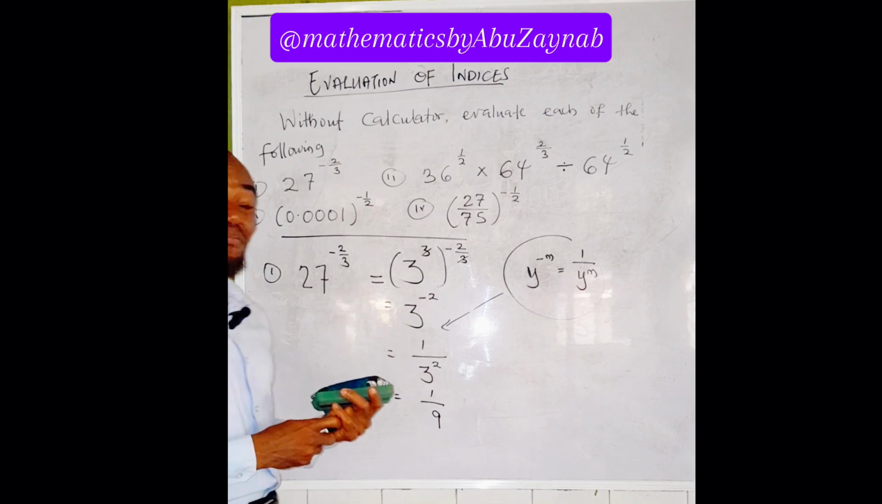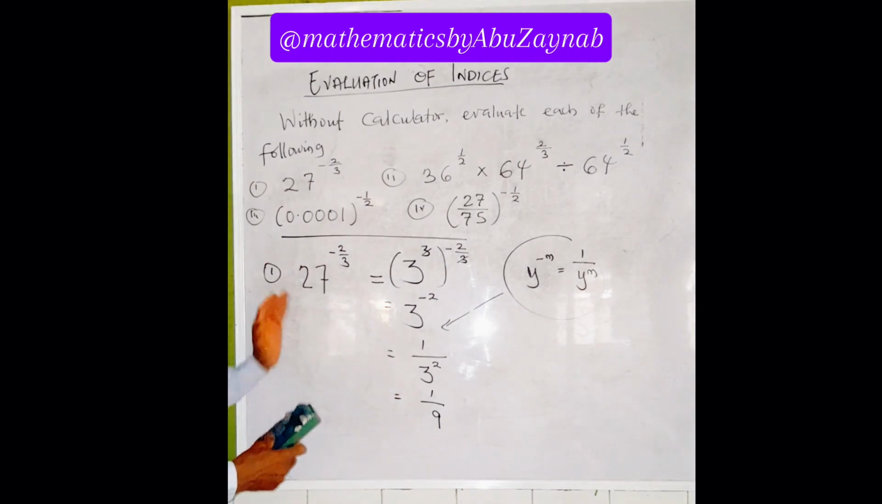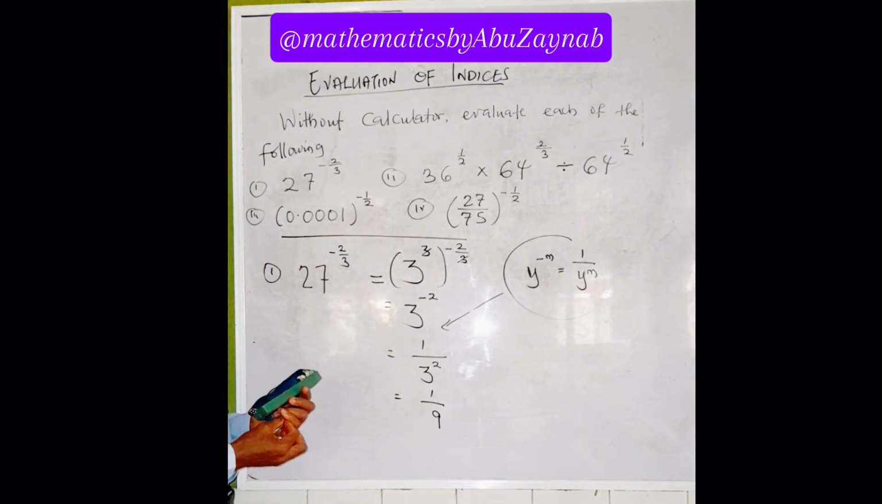Again, 3 to the power of 2 does not mean 3 times 2. It means 3 times 3. And that's the answer of this question number 1, which I believe is quite straightforward. Without further ado, let's go straight to question number 2.